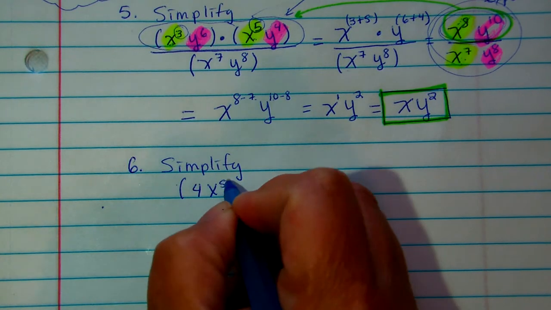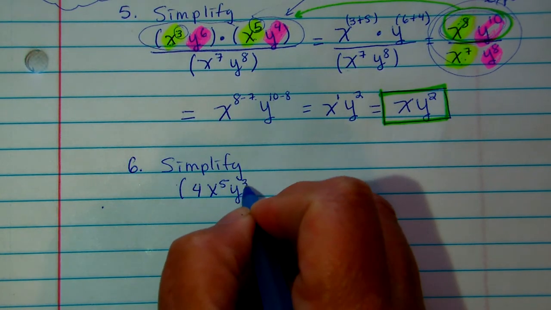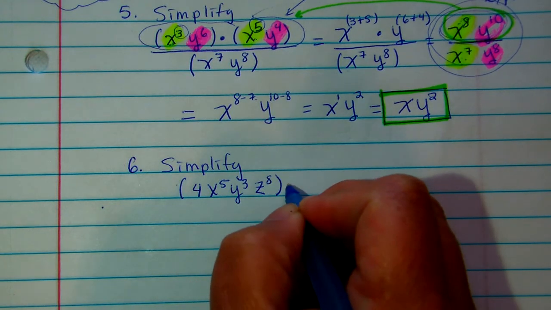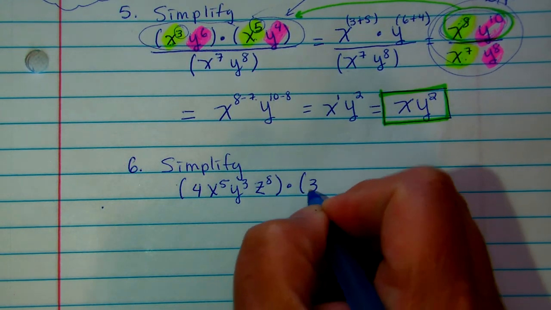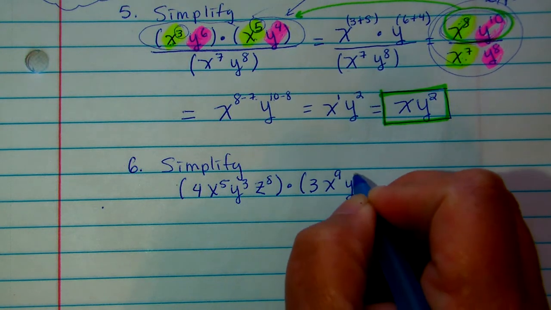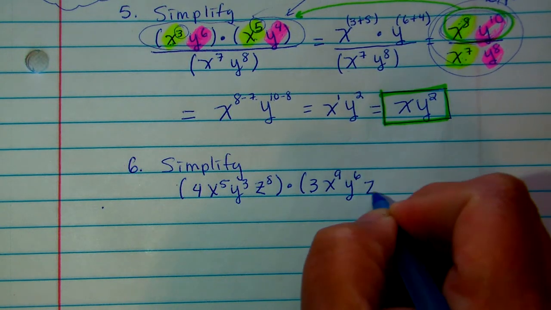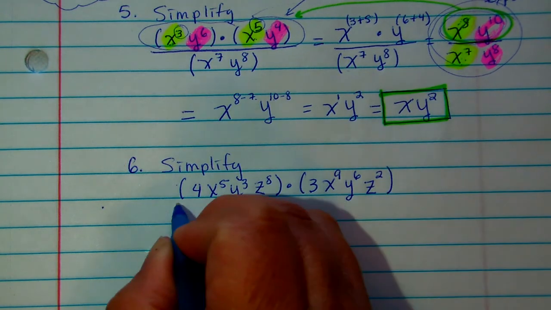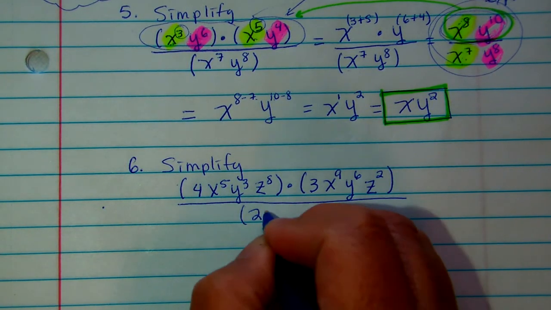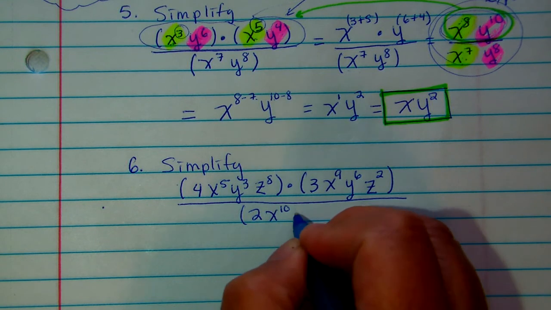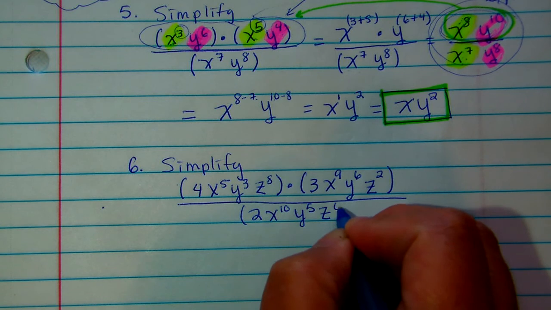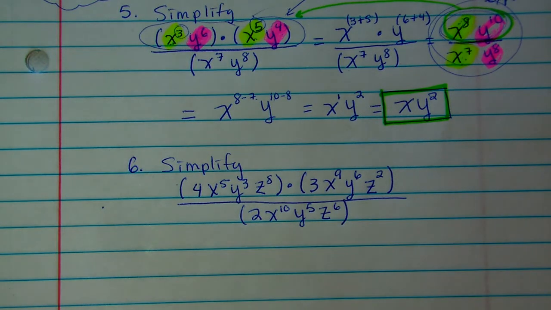4x to the 5, y to the cube, z to the 8, everything multiplied by 3x to the 9, y to the 6, z to the power of 2, everything divided by 2x to the 10, y to the 5, z to the 6. Okay?